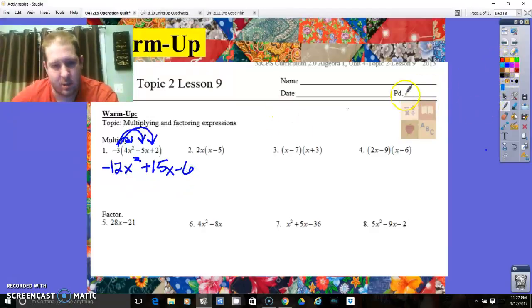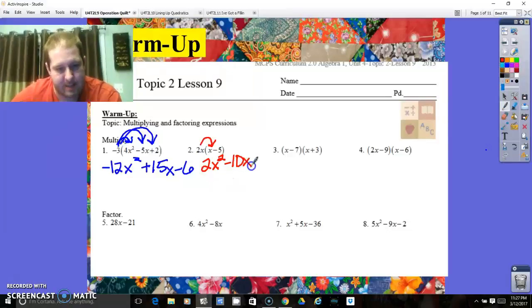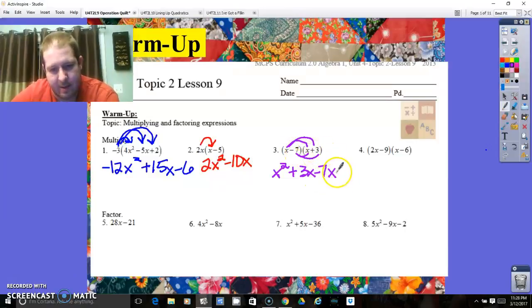Done. Change colors because it's going to be so close. So 2x times another x makes 2x squared, and 2x times negative 5 is negative 10x. All right, so now we've got a binomial times another binomial. When you do that, you do first, outers, inners, last, otherwise known as FOIL. First becomes x squared, outers is 3x, inners is negative 7x, and last is negative 21.